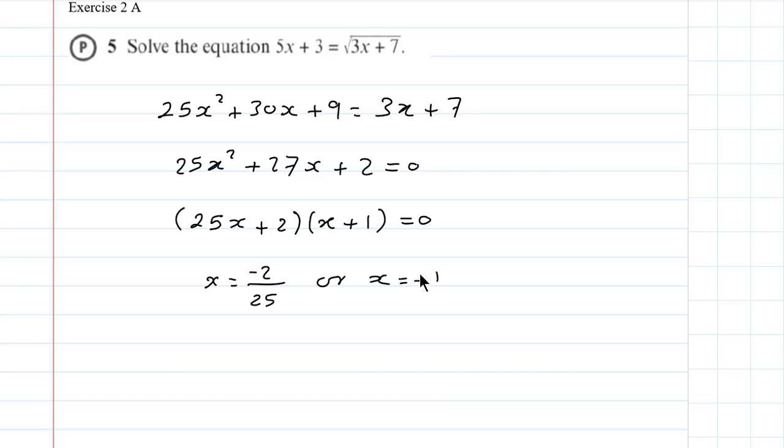So if we put x equals negative 1 in the left hand side here, 5 times negative 1 is negative 5. Negative 5 plus 3 is negative 2. The square root of any quantity can't be negative. So we must reject this value, okay? For x equals negative 2 over 25, times 5 would be negative 2 over 5. 3 minus 2 over 5 is a positive quantity, and we will accept this solution only.